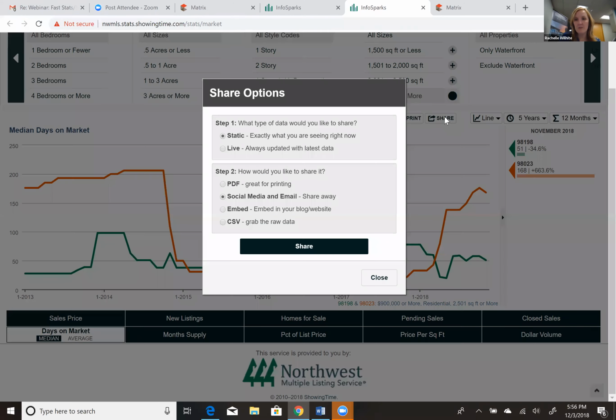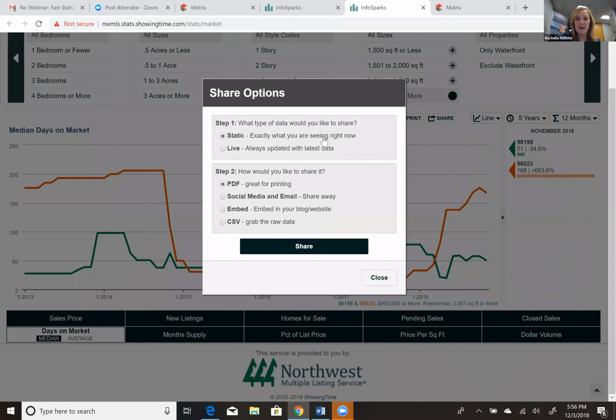You can share with them in a PDF, which is what I would do if I was going on a listing appointment, or you can embed it into an email. This would be in your blog or a website that you're maybe doing, or if you want a CSV and you want to manipulate the data, if you're really a nerd, you could do a CSV file and grab the raw data and manipulate it. For me, I'm like quick get in, get out type of thing. So static, I would always give.